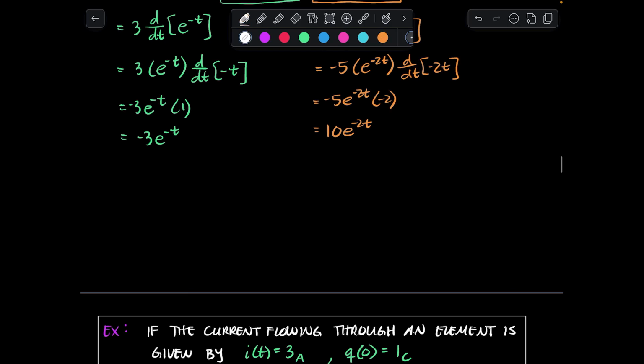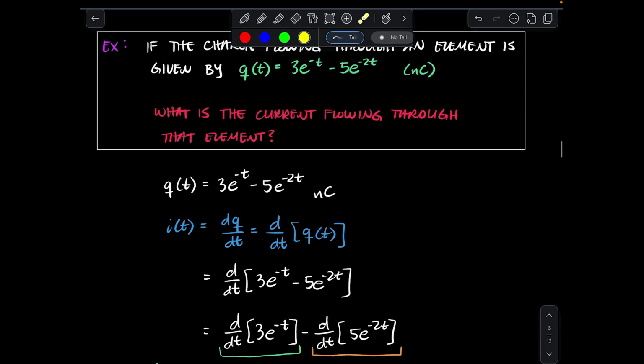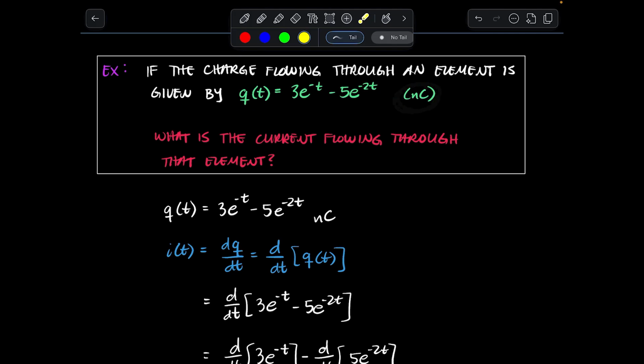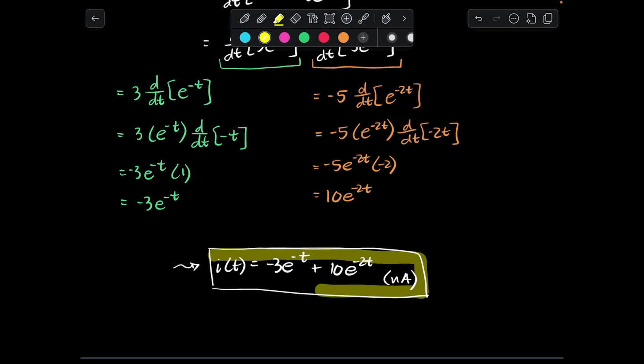Now we put those together to get our final answer, negative 3 times e to the power of negative t plus 10 times e to the power of negative 2t. And this will be in nanoamps, since we're given nanocoulombs here. Always make sure we get the right units. And that's our final answer.